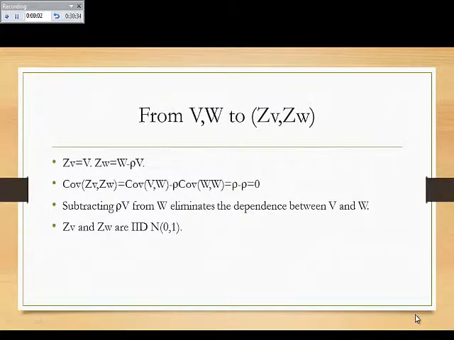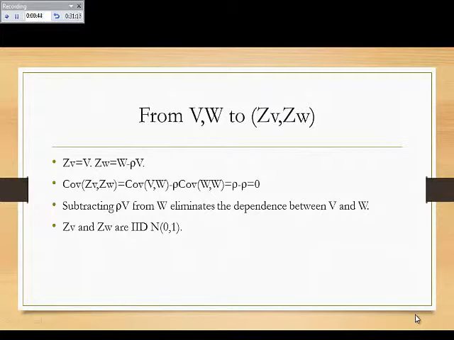Now, I want to go from V and W to independent normals, ZV and ZW. These are going to be linear transformations of V and W, which are independent. So I want basically to undo the dependence. So take one of the variables to be V. You can take it to be W also, it's the same. But you have to do one or the other, you can't do both. So I take ZV equal to V, and now I take ZW to be W minus rho V. So basically I am extracting, I know the structure.